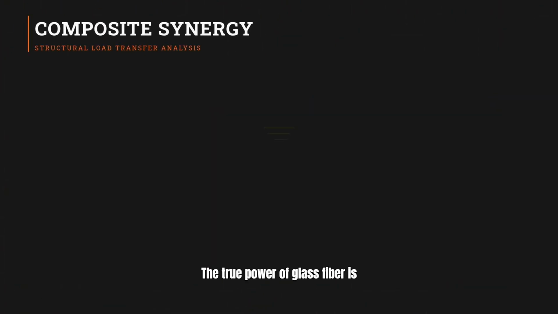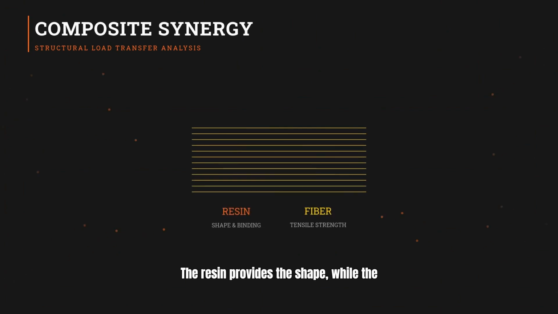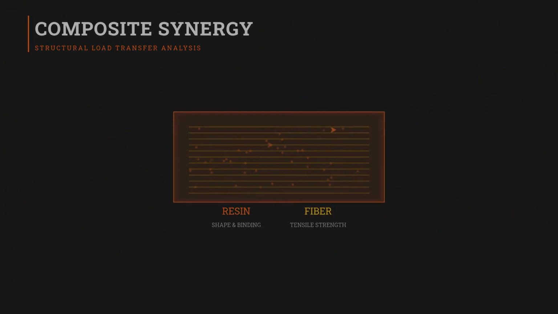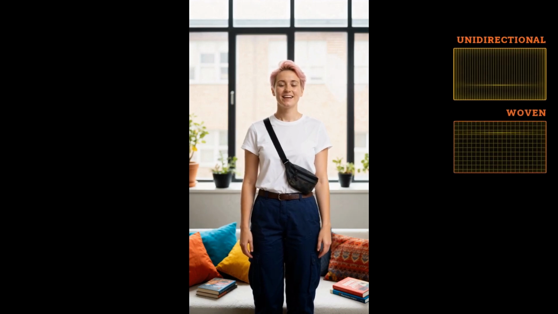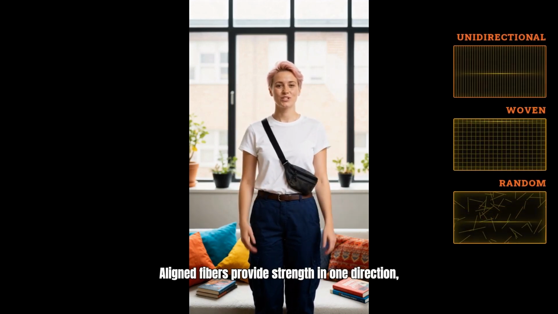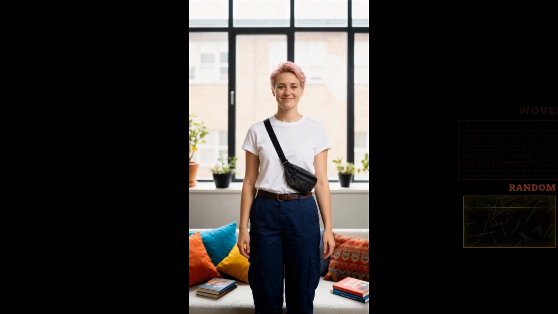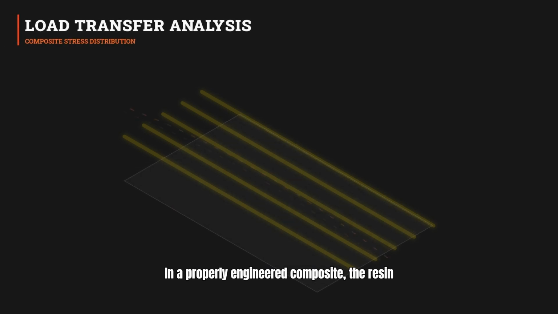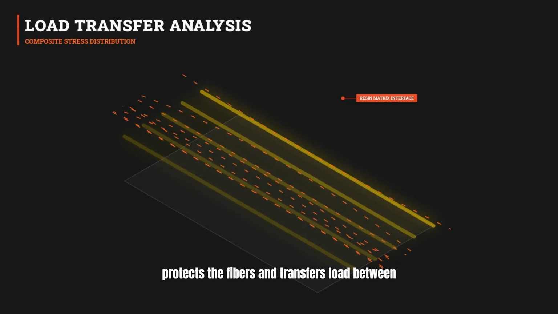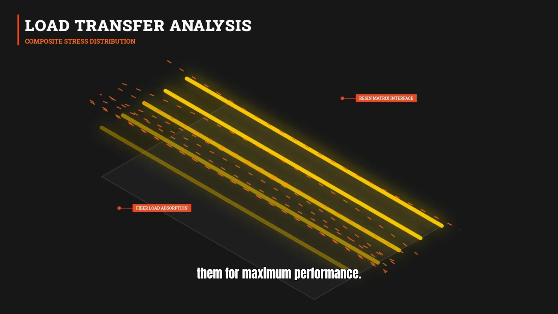The true power of glass fiber is synergy. The resin provides the shape, while the fibers provide the load-bearing strength. Orientation is key. Aligned fibers provide strength in one direction, while woven fabrics offer multi-directional stability. In a properly engineered composite, the resin protects the fibers and transfers load between them for maximum performance.